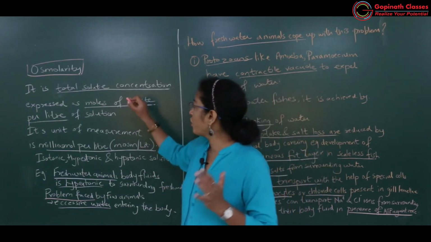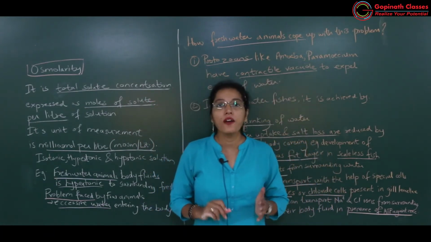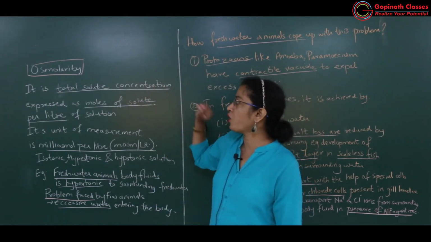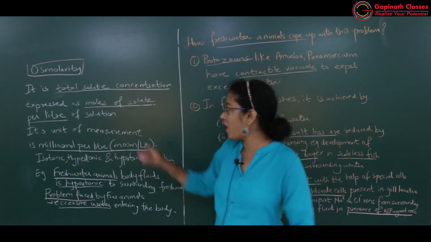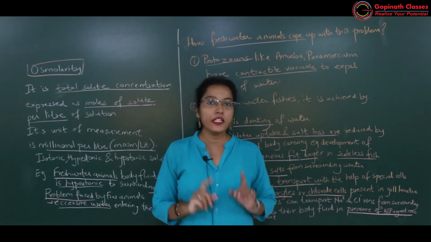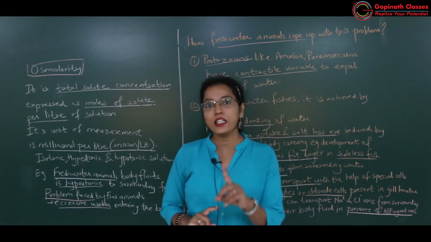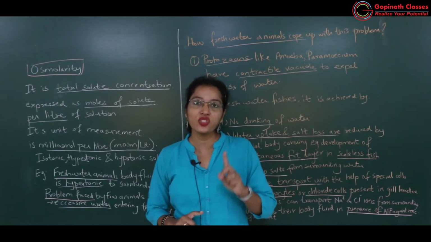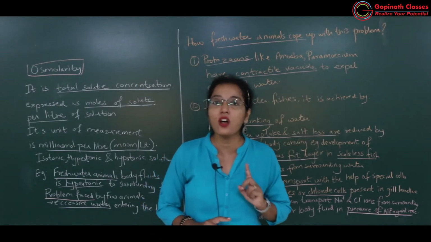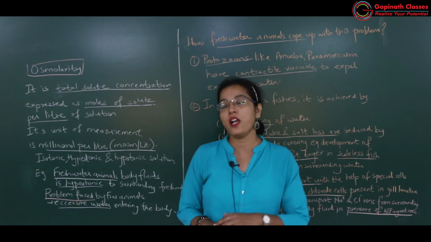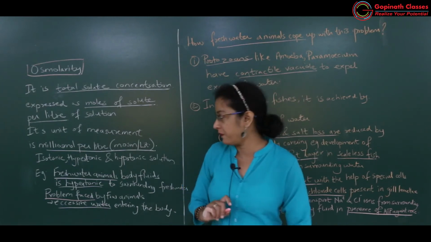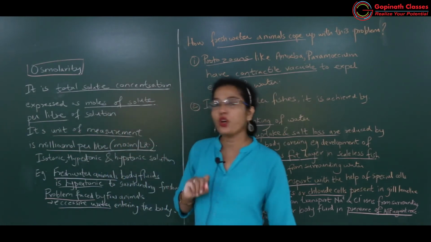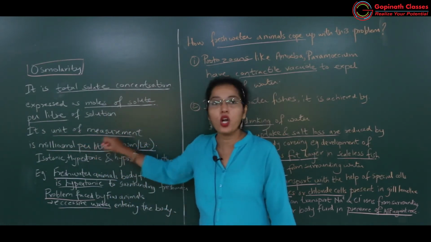Osmolarity is the total solute concentration which is present in the body fluid. Okay? So, it is the total solute concentration which is expressed as moles of solute per liter of solution. So, how many solutes are there in 1 liter of solution? What is the concentration of the solute in 1 liter of the solution? This will be known as osmolarity. Okay, and the unit of measurement of osmolarity is milliosmol per liter.